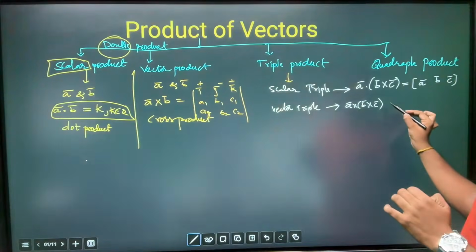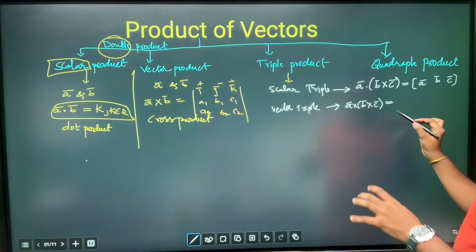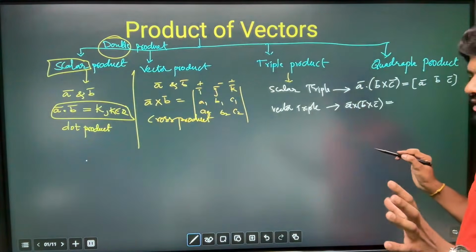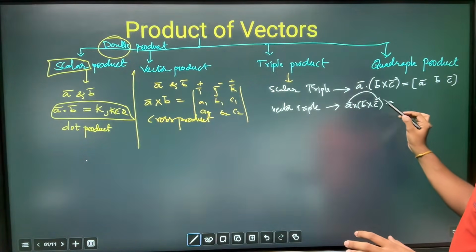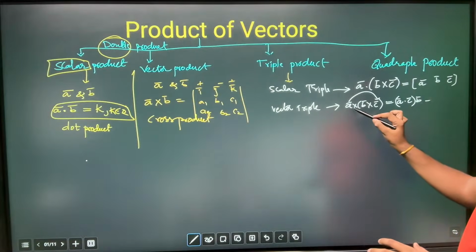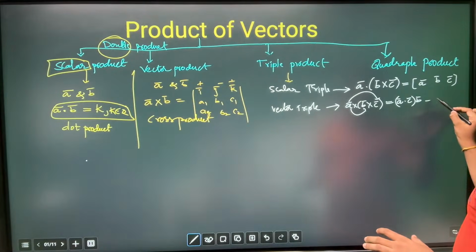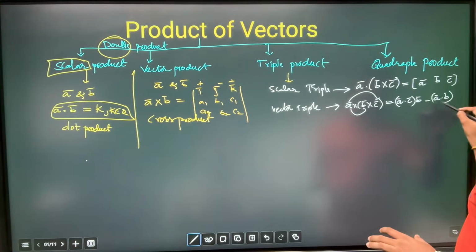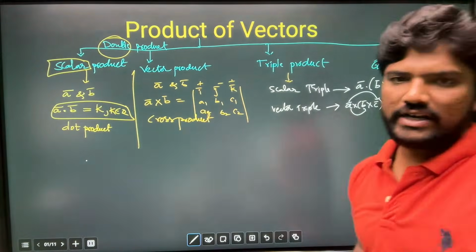Okay, so therefore it is written like this. In this chapter we are going to discuss the theorem. First take the dot product: a bar dot c bar into b bar, minus a bar dot b bar into c bar. This is called the vector triple product.